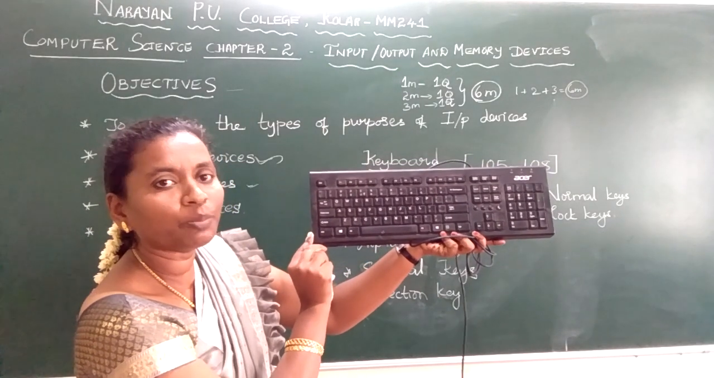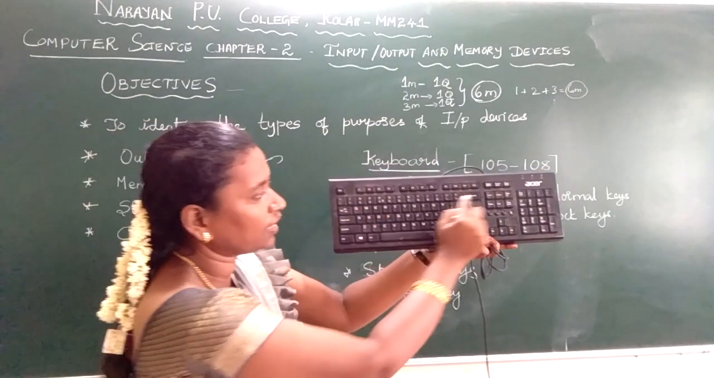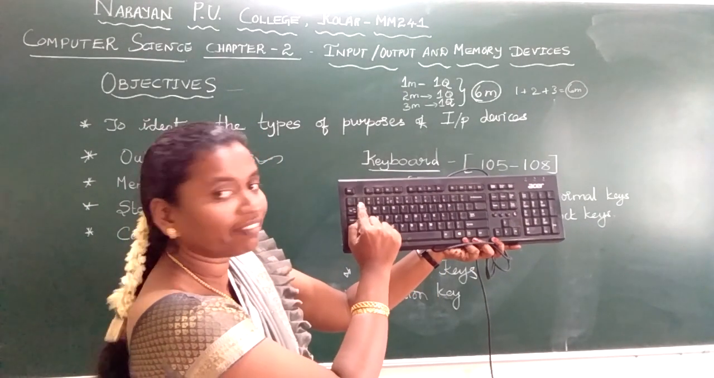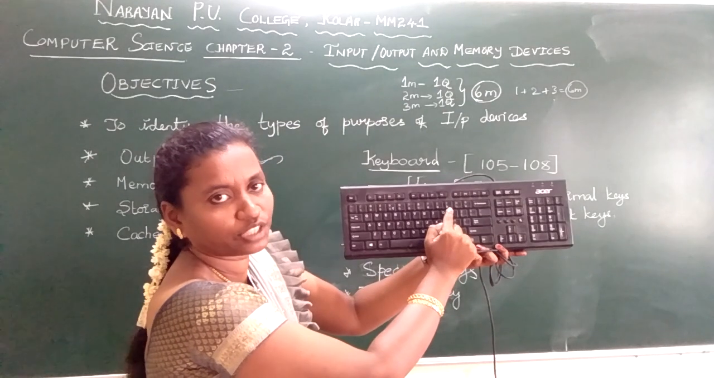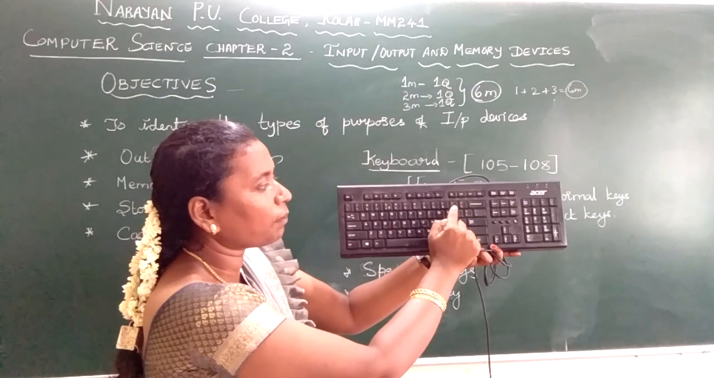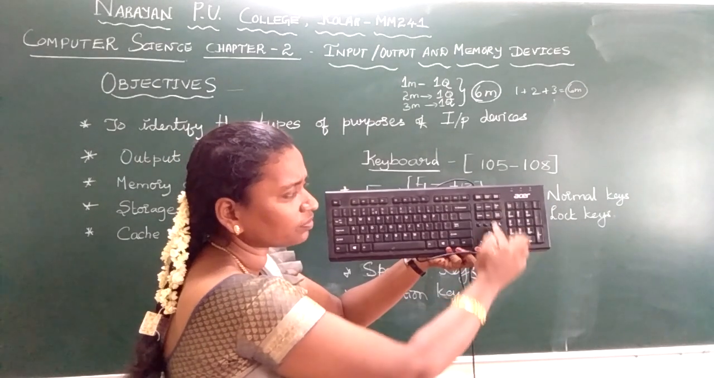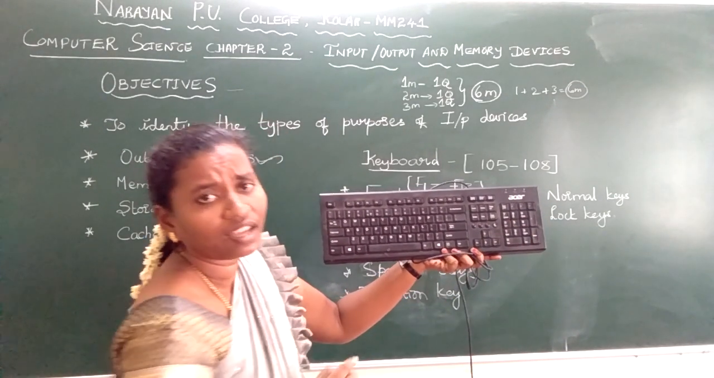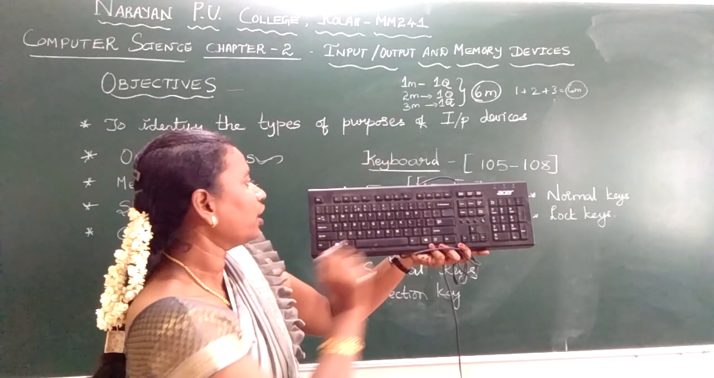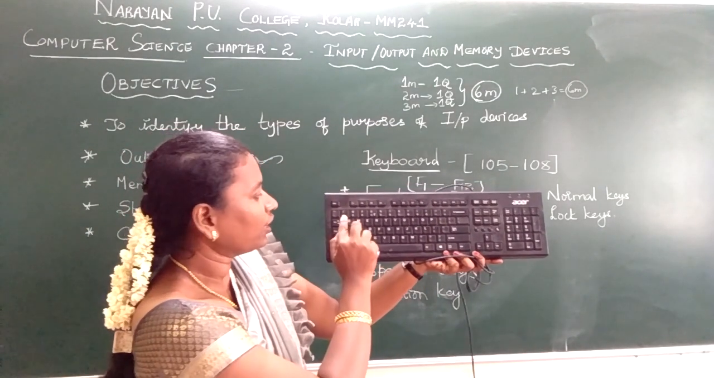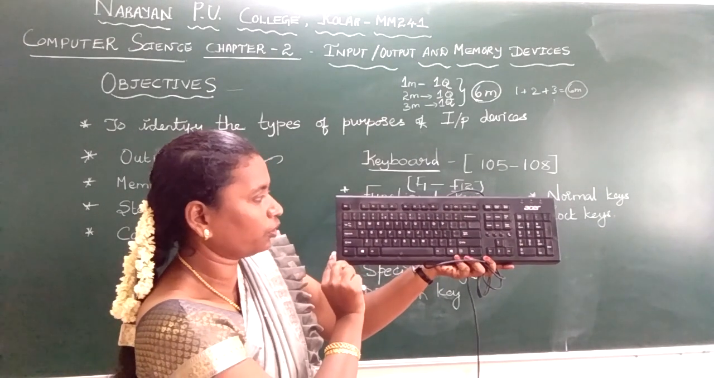Next we have numeric keys. They are also present here at the top. Next to the functional keys, we have numbers from 1 to 9, and here we have 0. These are called numeric keys. And towards your right you also have a number pad, with numerals. So these are called your numeric keys. Your numeric keys are from 0 to 9.